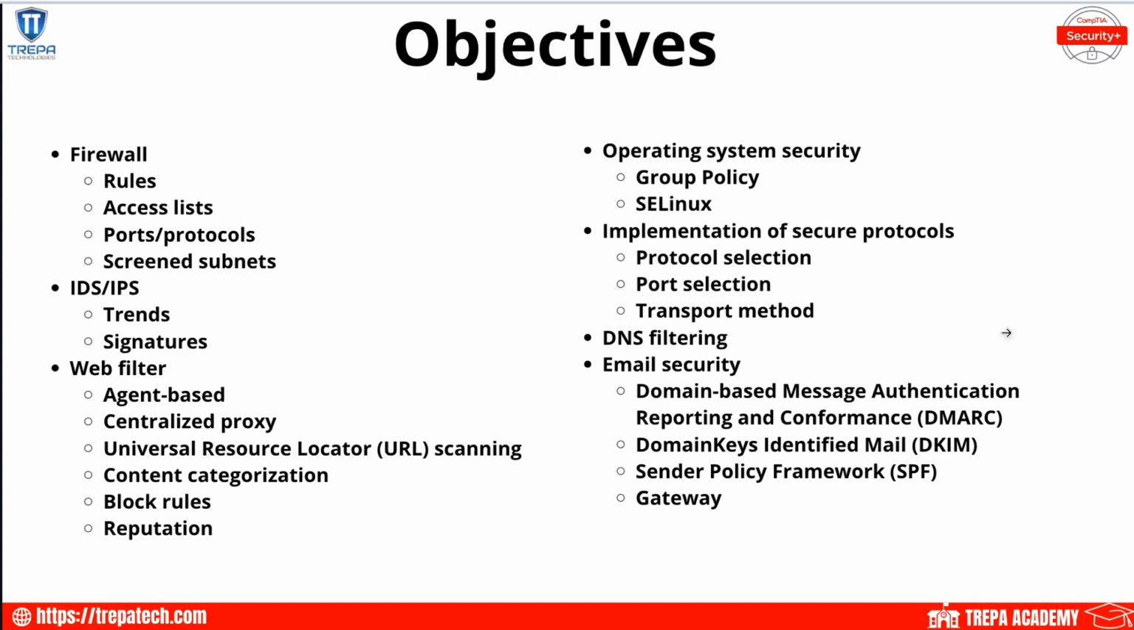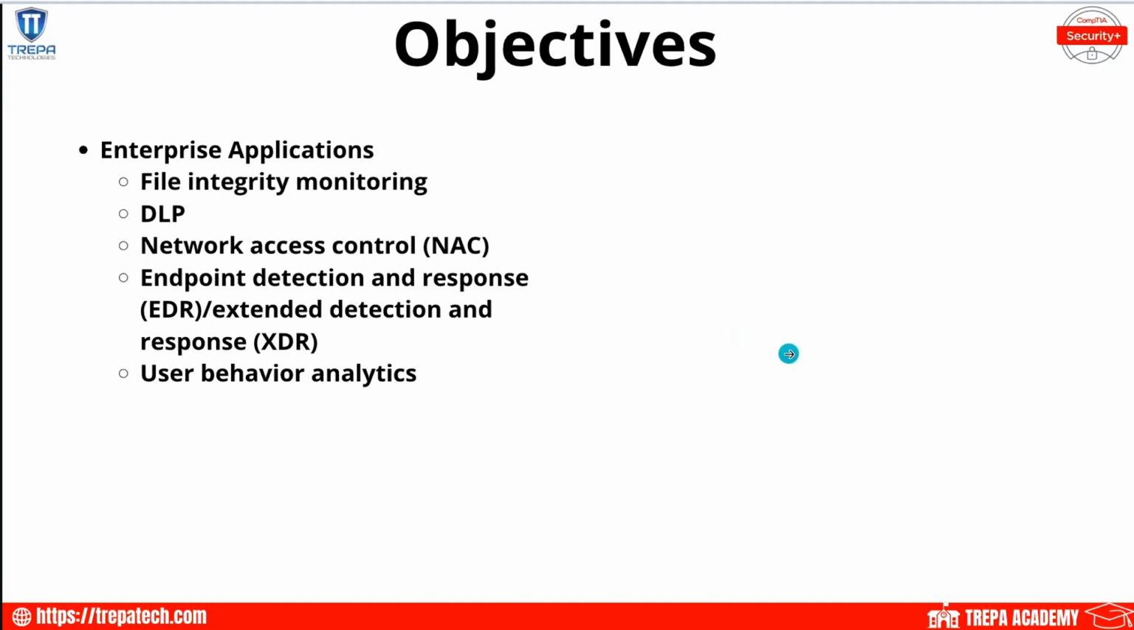So in the objectives of domain 4.5, we're learning about all these technical controls again, going maybe a little bit deeper. We're going to go over firewalls, IDS, IPS systems, web filtering, operating system security, group policy, security enhanced Linux, secure protocols, some specific DNS filtering and email security, and then also the applications we're going to install in our enterprise. Some of these, again, I know we've talked about in previous sections to help secure our enterprise.